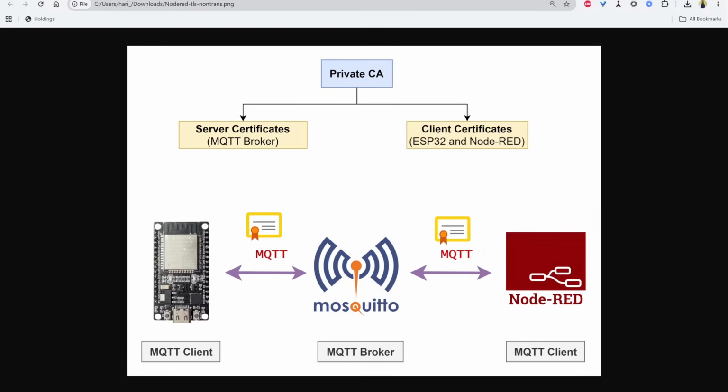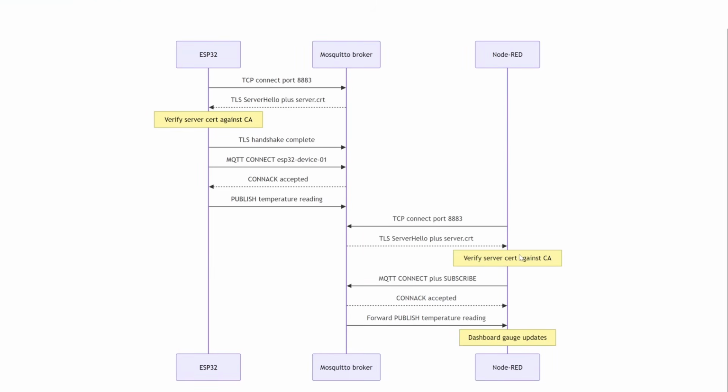Now let's look into what has happened in detail. This is the flow chart that you can see: ESP32, Mosquitto broker and Node-RED. These are the three different things we will be seeing. Node-RED I haven't connected as of now, but if you understand the first step, that is ESP32 and the Mosquitto broker: from ESP32 we send a TCP connect, and then the Mosquitto broker sends the response as server hello, and then our ESP32 will verify the server certificate against the CA certificate that we have pasted.